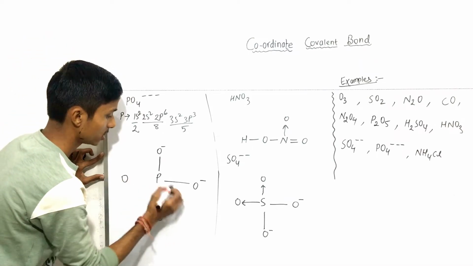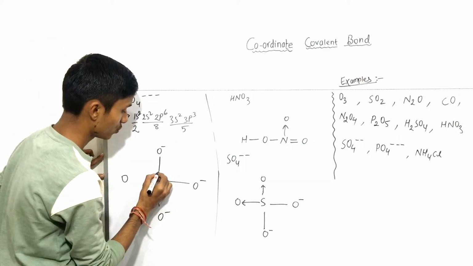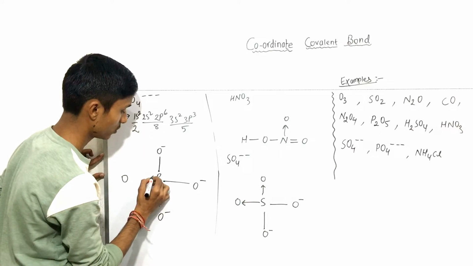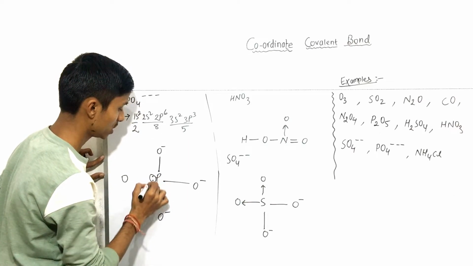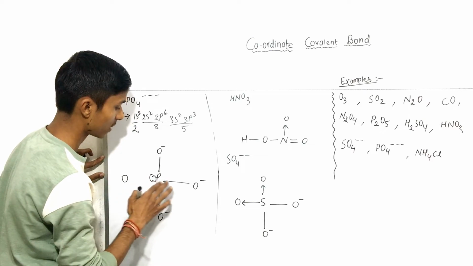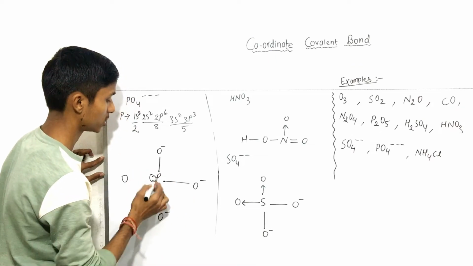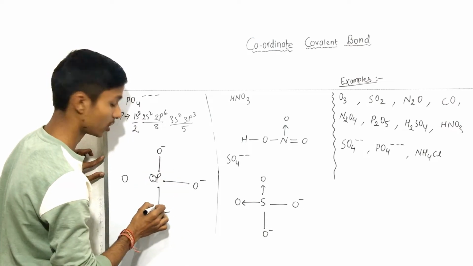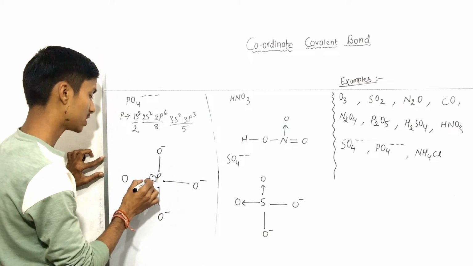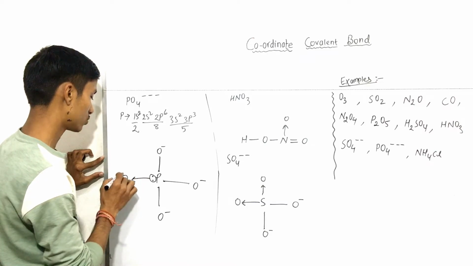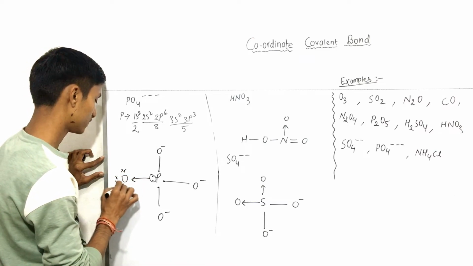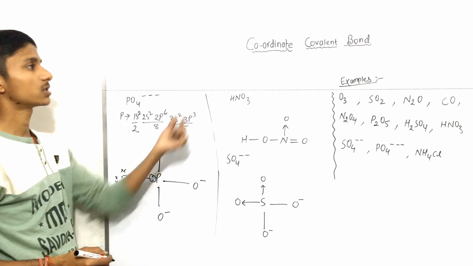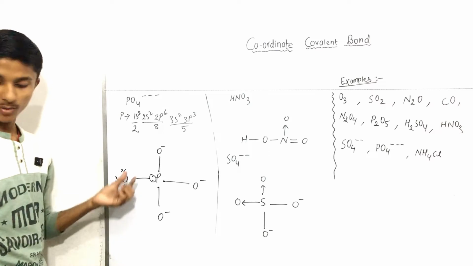And here we know phosphorus has 5 valence electrons, so 1, 2, 3, 4, 5. At first we see its octet state: 1, 2, 3, 4, 5, 6, 7, 8, octet state achieved. Now it can donate one pair of electrons to this oxygen atom. So this is the formation of coordinate covalent bond in this PO4.